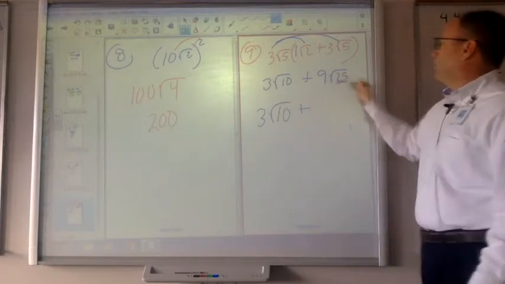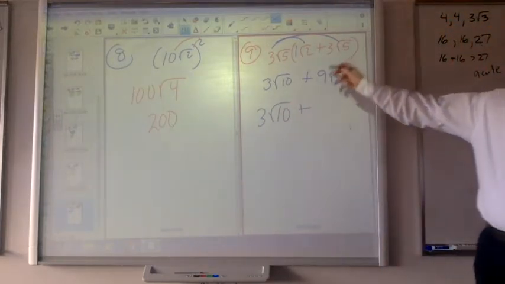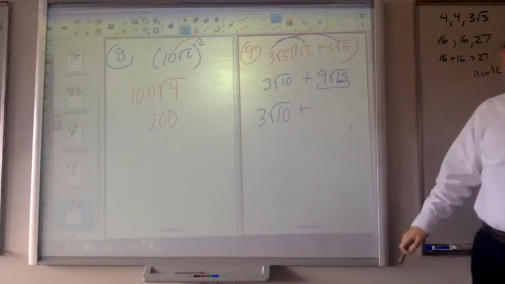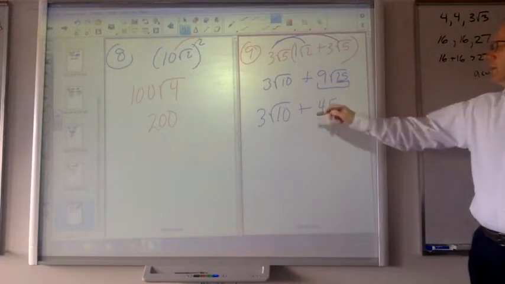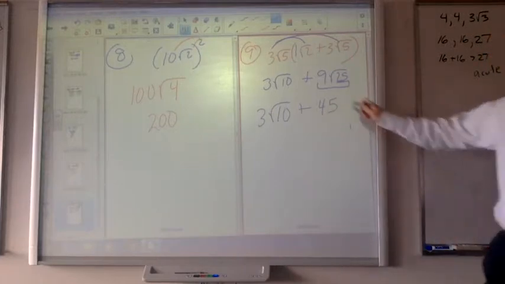plus, what's the square root of 25? 5. So what does this become? 9 times 5, which is? 45, right? There's my answer. 3 root 10 plus 45. Done.